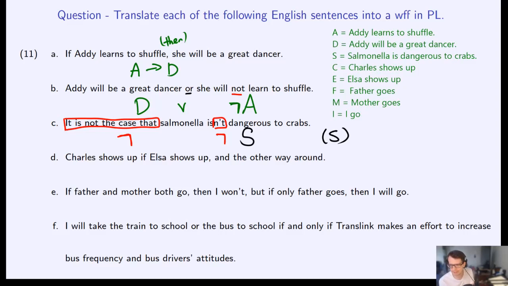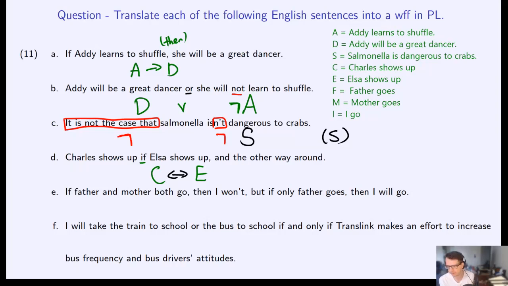Okay, D, this one's a little bit more complicated. Charles shows up if Elsa shows up, and the other way around. Does anyone have any translations for this one? I used the double arrow. The double arrow. Yeah, that's one way to do it. So Elsa shows up, I used E. Charles shows up, I use C. Because it says if Elsa shows up and the other way around, you could use the biconditional here. So this is like saying Charles shows up if Elsa shows up and Elsa shows up if Charles shows up.